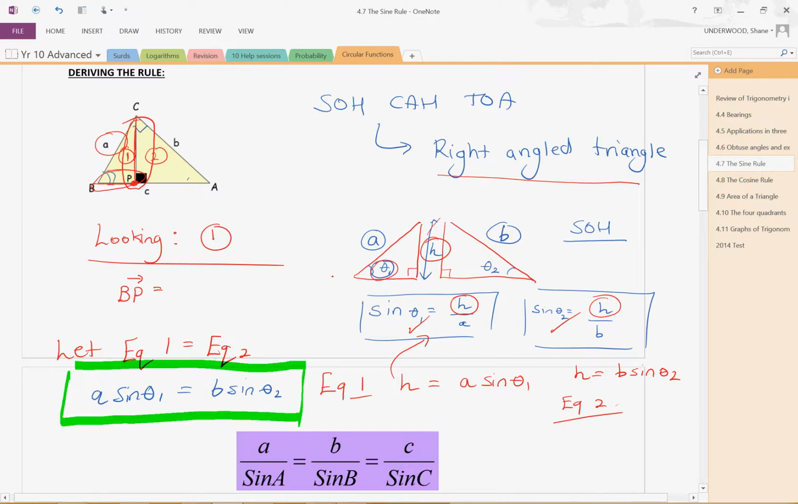What happens if I want to get A and B on the same side? I just want to say that this is where the Sine rule comes from. Okay, that's probably looking a little bit similar to here.